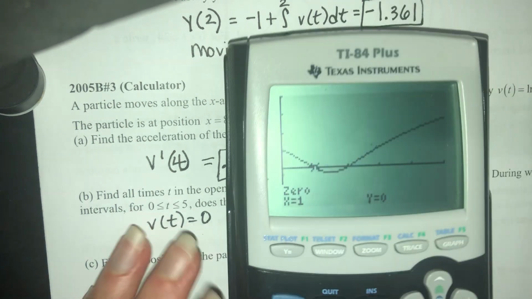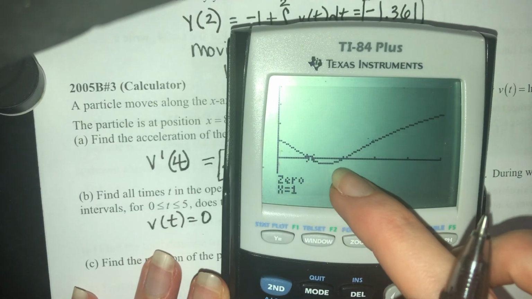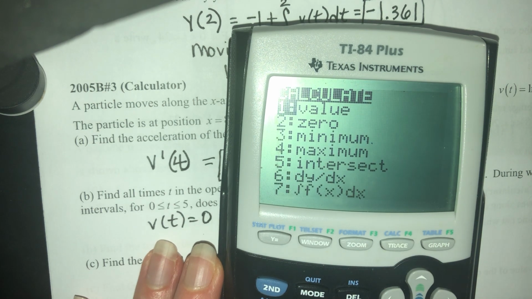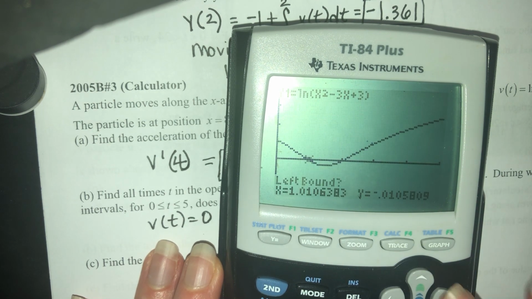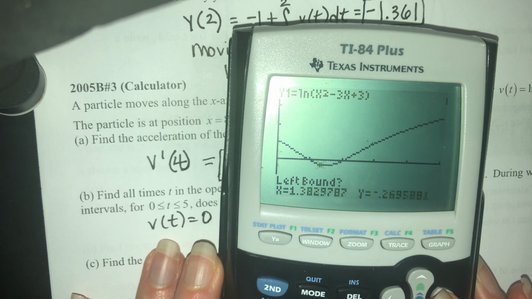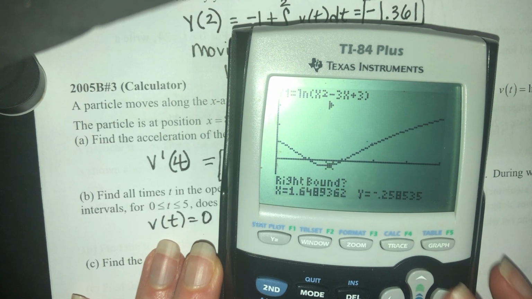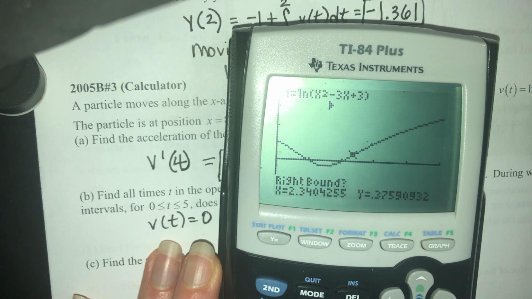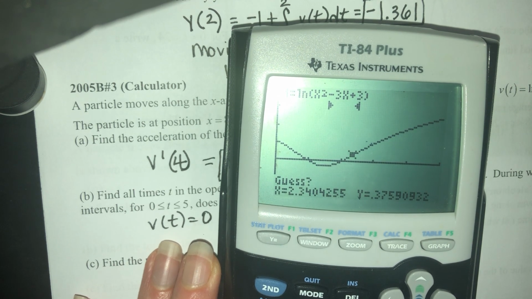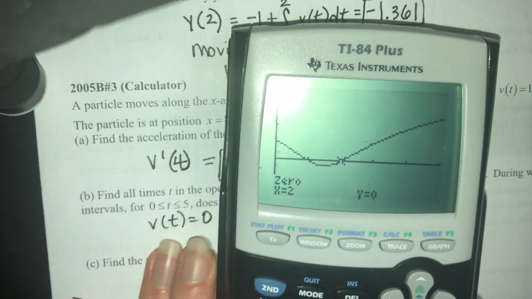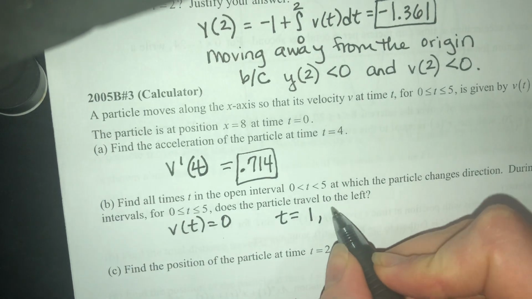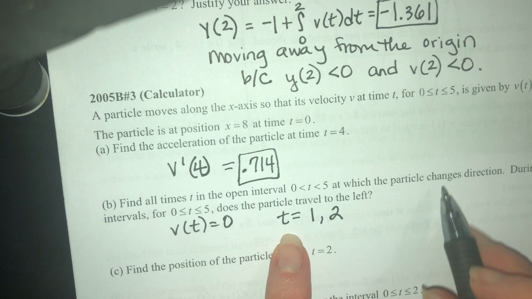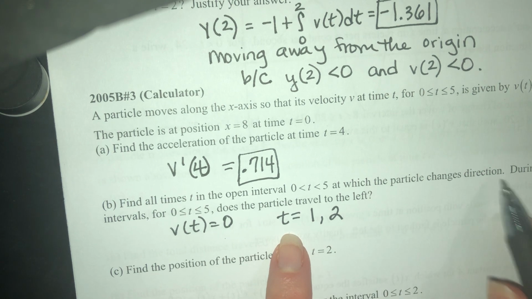And is there another one? Yes, there is. It's this other 0. So we're going to calculate that one. Second trace, 0, left bound, just get to the left side of it, press enter, right bound, get to the right side of that x-intercept, press enter. We don't care about guessing, press enter again, and that equals 2. Looked like it, but we are sure now. So the times of 1 and 2 are when the particle changes direction.